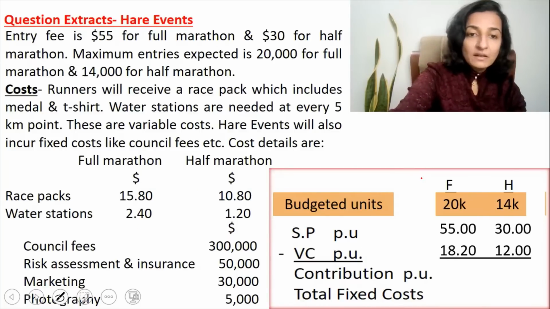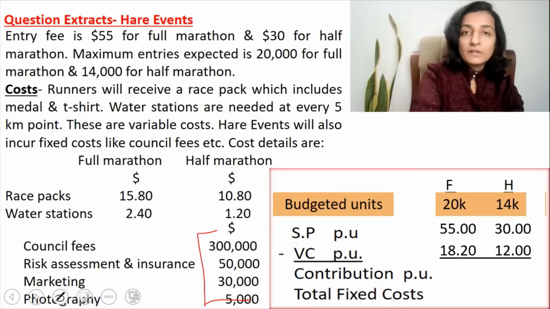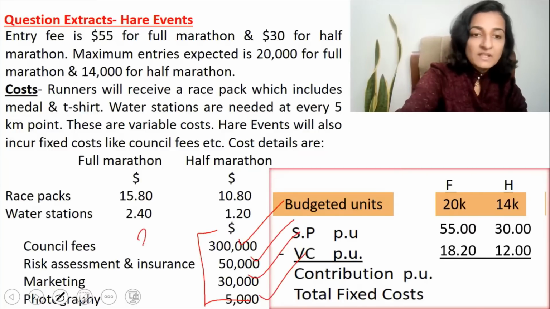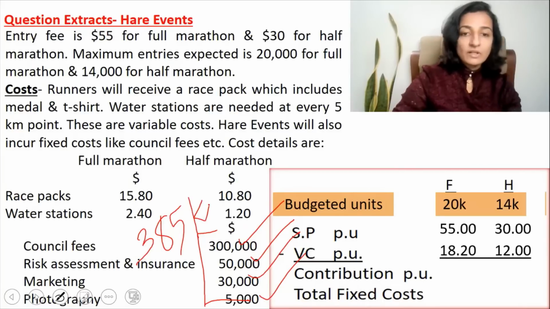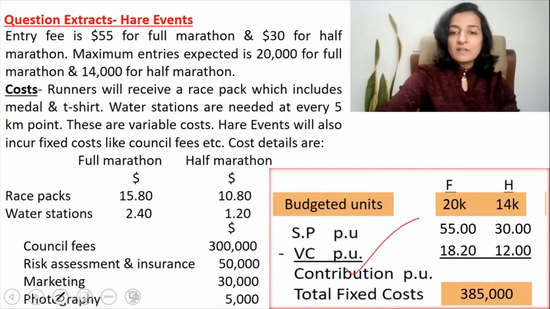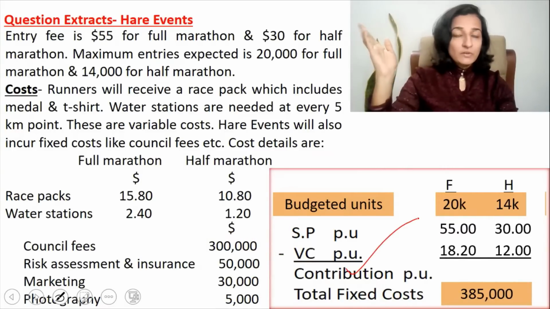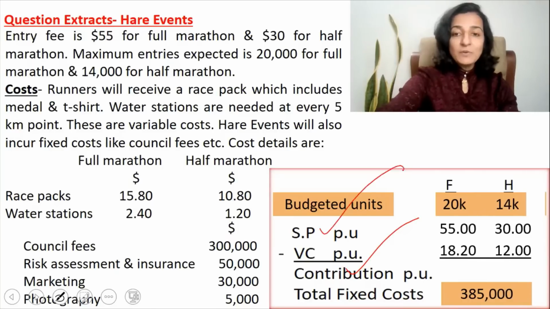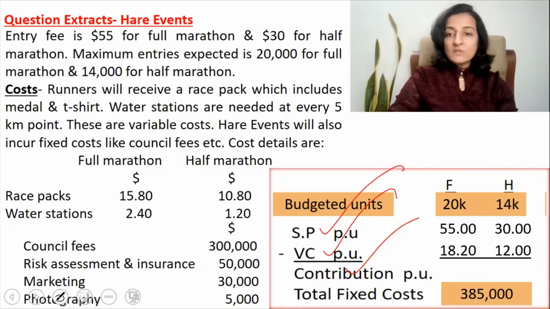Next, we key in the fixed cost. The total of the four types of fixed cost gives an amount of $385,000. So we key in the total fixed cost as $385,000 in our format. Now, all that we have to find is the contribution per unit. And what is contribution? Contribution is selling price per unit minus variable cost per unit. So it comes to 36.8 for the full marathon and $18 for the half marathon.